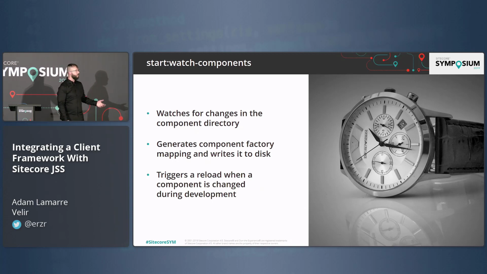That was the serial command, and now we're going to move on to the parallel commands. Watch components is the first one. I think this is a good place to start. Start watch components really just watches for changes in your component directory. If you add a new component to your web application, this command is responsible for watching that directory, and if you add it, it's going to generate a new component factory mapping and write that to disk.